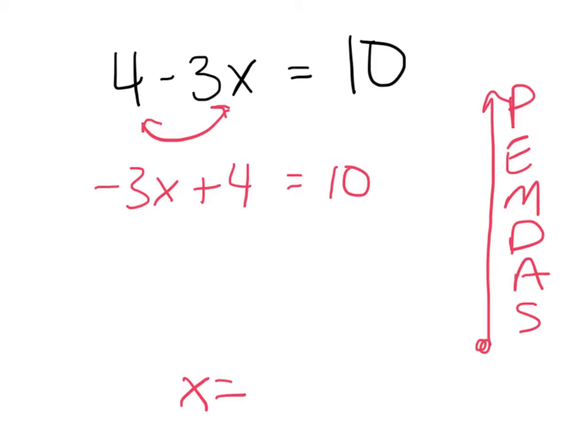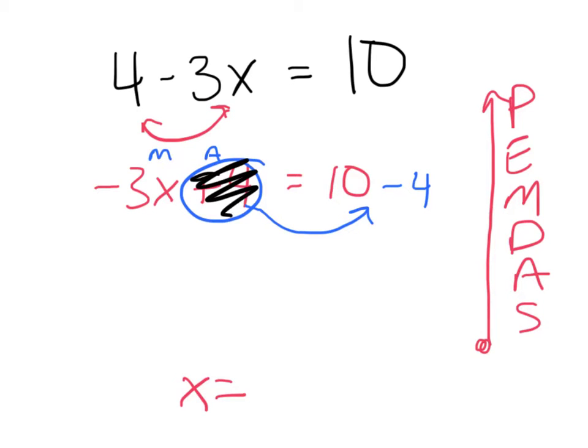Now let's take a look at the operations I have and see how that small change at the beginning makes it a much easier problem. I have multiplication and addition. According to order of operations, the operation I undo first is addition. So I'm going to take my plus 4 to the other side and it becomes its opposite, which is minus 4. Rewriting the problem gives me minus 3x equals, let's see, 10 minus 4.